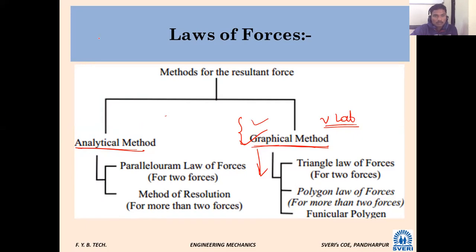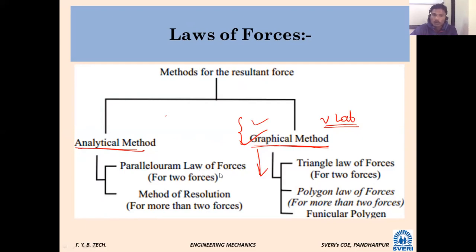Analytical means using analysis or logical reasoning. Simply, we can say we are going to use formulas. Certain formulas we are going to use, that's why it is called analytical. Till now, while calculating the resultant, we used formulas. It is analytical. In that we are going to see the parallelogram law of forces.